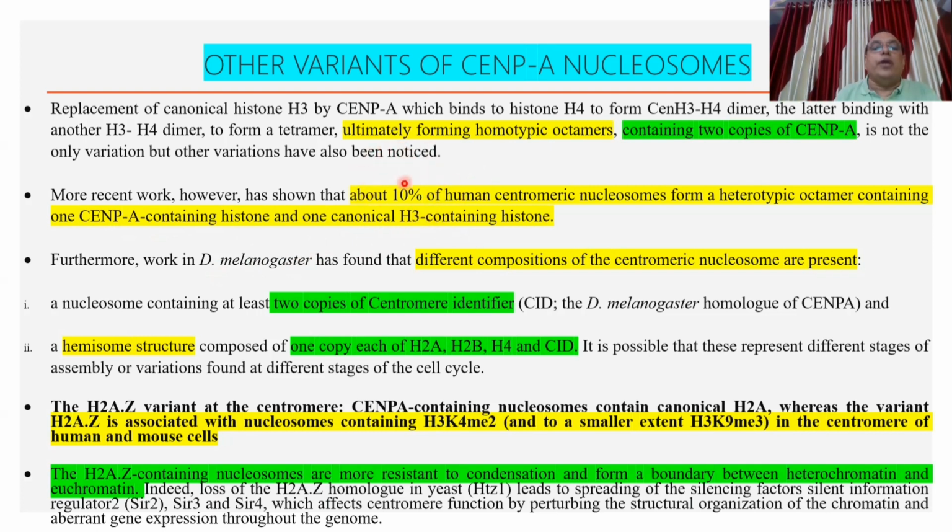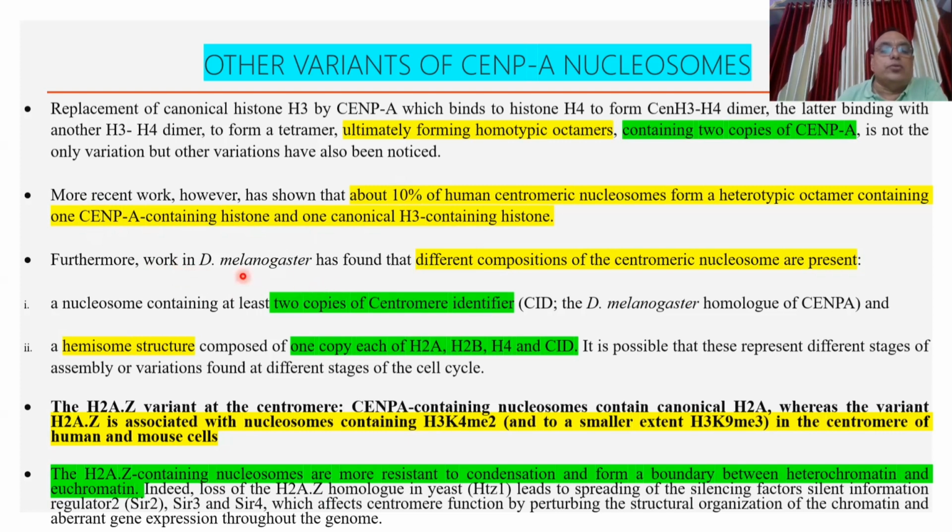In most of the cases, what happens? The centromeric H3 forms a dimer with H4, and two such dimers come to lie together to form a tetramer. But here, in 10% of the human centromeric nucleosomes, the CENP-A containing histone forms a dimer with canonical H3, and centromeric H3 plus canonical H3 form a dimer, and two such dimers will form a tetramer.